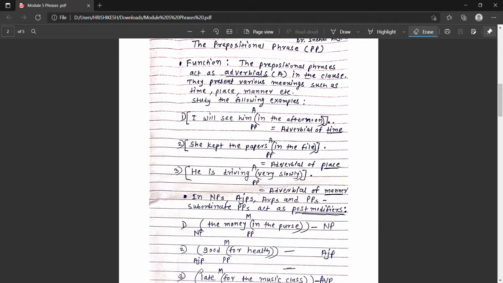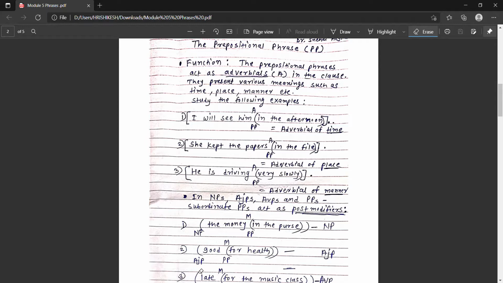What type of modifier? Pre-modifier, because it comes before the head. Head word is money. Again, what is the grammatical class of money? Money is a noun and money is the head, and that's why this phrase is a noun phrase. But our focus is on in the purse. In the purse is a prepositional phrase. Why? Because it begins with the preposition in. But it functions as a post modifier of which phrase? Noun phrase. Which noun phrase? The money in the purse.